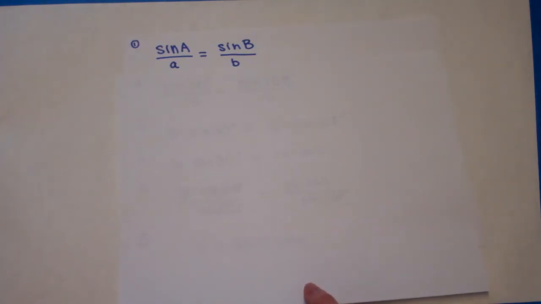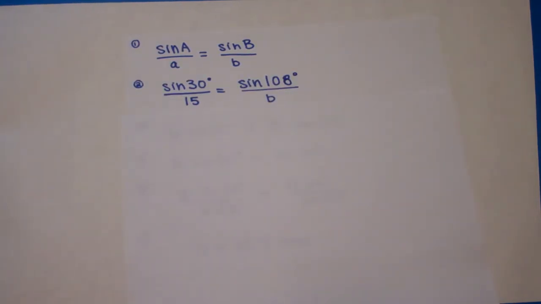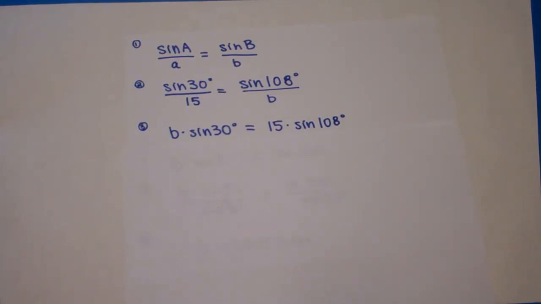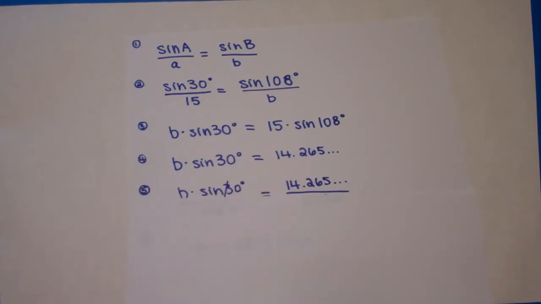We plug in what we know and we get this equation. Then we cross multiply and get sine of 108 degrees times 15 is equal to the length of side B times sine of 30 degrees. Then we multiply 15 times sine of 108 degrees and get that sine of 30 degrees times B is equal to about 14.265. Then we solve for B by dividing both sides by sine of 30 and get that side B is equal to 28.5 miles.